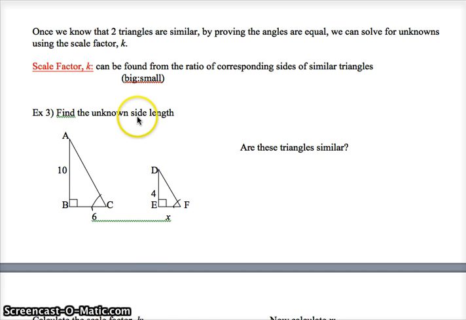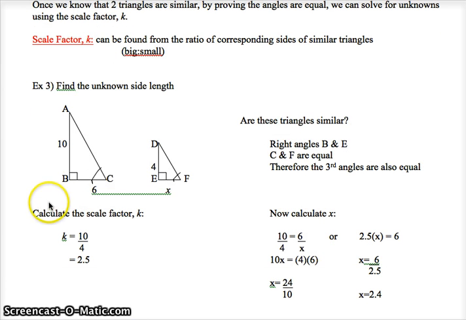So now we can look at our ratios. Remember, you're going to do big to small. So you pick your big triangle and you set up a ratio that you know, and then you set it equal to your other ratio and you're able to do your calculations. So try and do that yourself and then come back to the video.